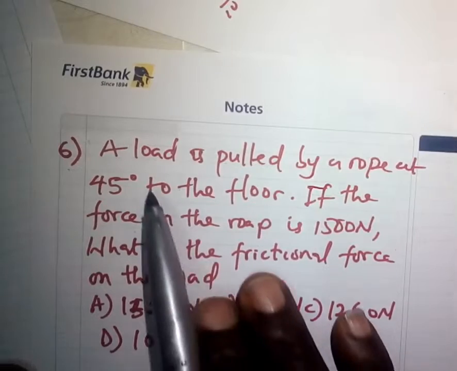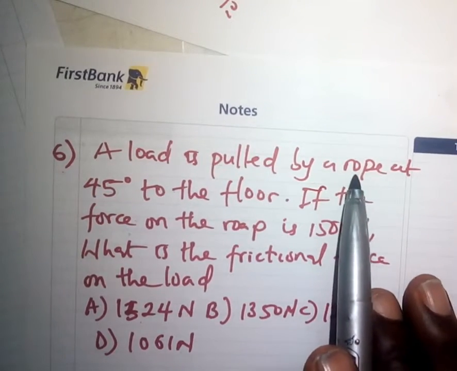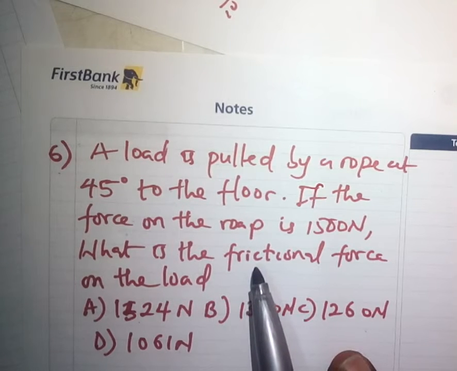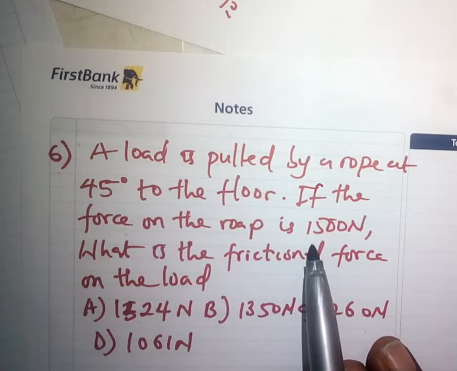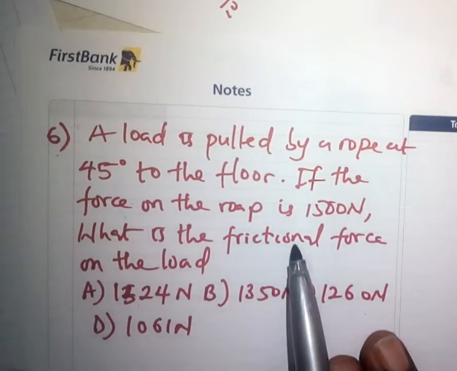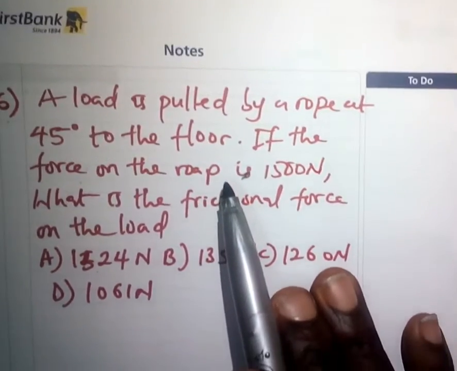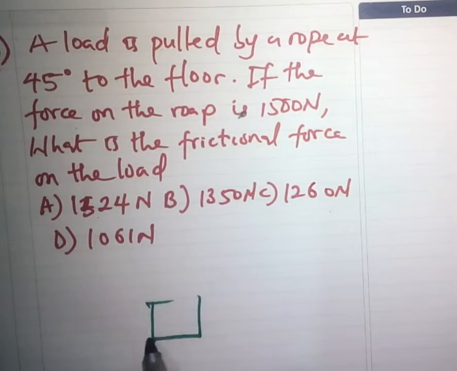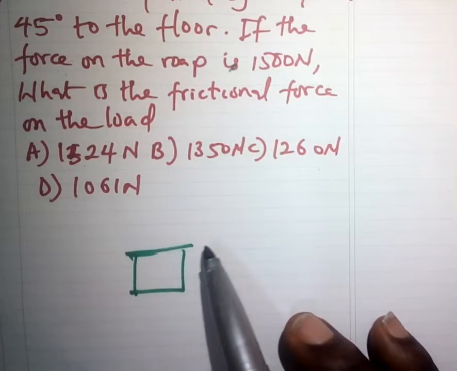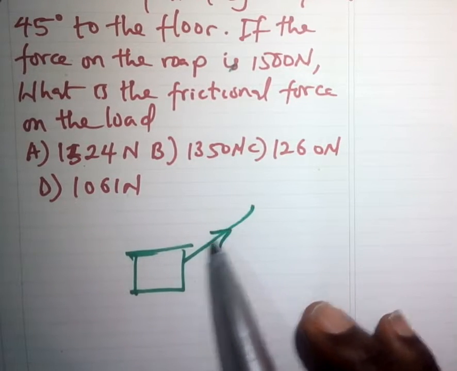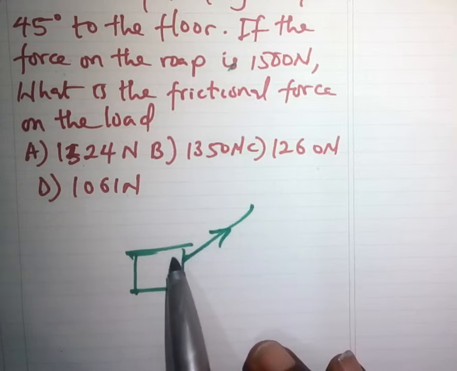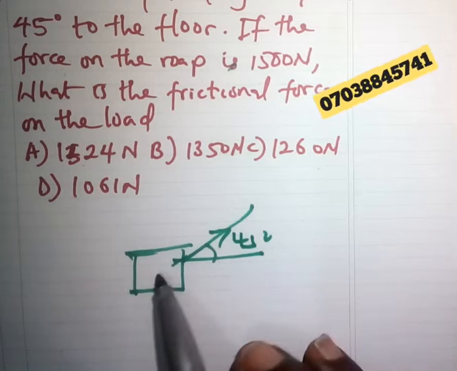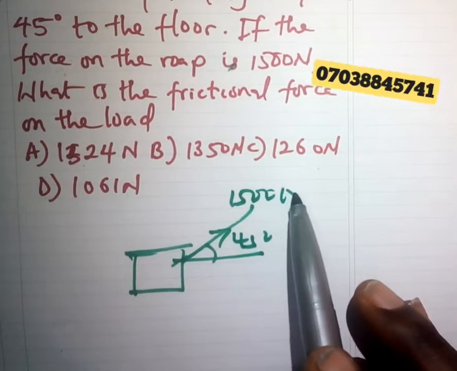For this next one, we are told that a load is pulled by a rope at 45 degrees to the floor. If the force on the rope is 1500 Newton, what is the frictional force on the load? So this force is inclined, it's acting in an inclined direction. So you have the body like this, then you have the force acting like this. Someone is pulling it like this, but the inclination of this force to the horizontal axis is 45 degrees. So this force that the person is using to pull it is 1500 Newton.